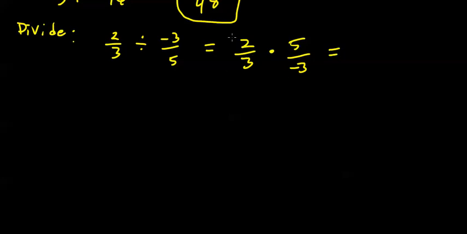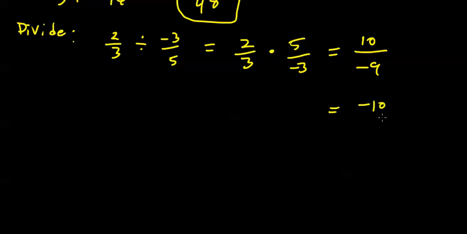No cross-canceling here. These fractions cannot be simplified. The numerators and denominators are relatively prime. 3 doesn't go into 5. 2 doesn't go into minus 3. So I have no choice but to multiply across here once I've done that flip. So 2 times 5 is 10, and 3 times minus 3 is minus 9. So my final return is 10 over negative 9.